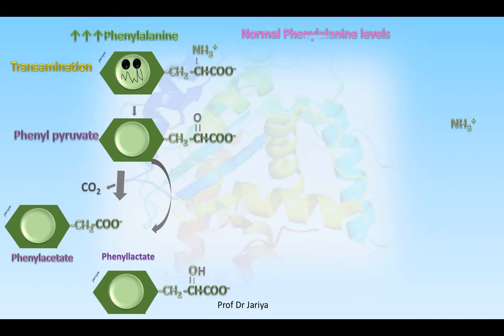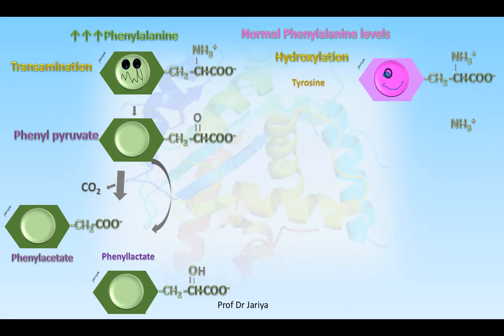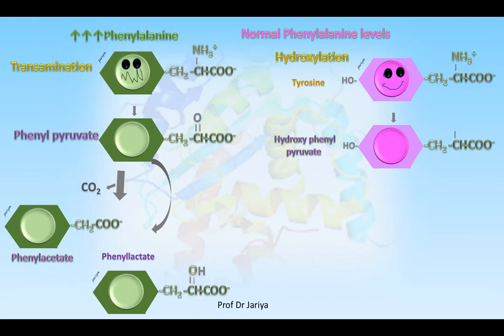In contrast, in case of normal phenylalanine levels, shown here in lavender color, the phenylalanine is hydroxylated to tyrosine, which is transaminated to hydroxyphenyl pyruvate. This is in contrast to phenyl pyruvate formed in case of elevated phenylalanine levels. The hydroxyphenyl pyruvate formed from tyrosine is metabolized into homogentisate, maleylacetoacetate, and finally into glucogenic precursor fumarate and ketogenic precursor acetoacetate.